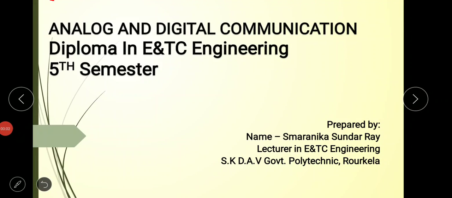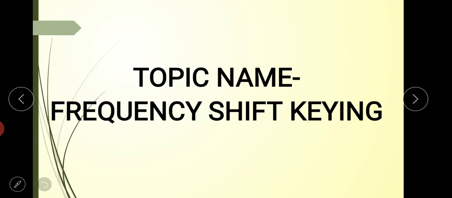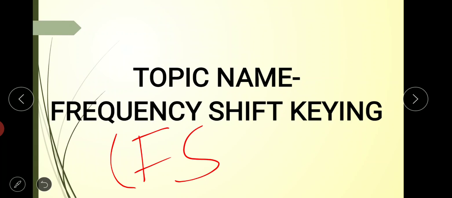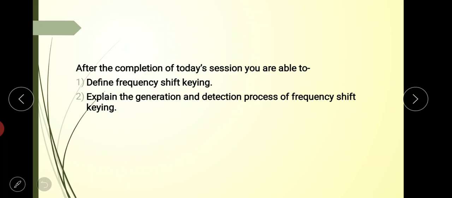Good morning, students. Today we are going to learn about frequency shift keying, that is FSK. After the completion of today's session, you will be able to define frequency shift keying, and explain the generation and detection process of frequency shift keying.